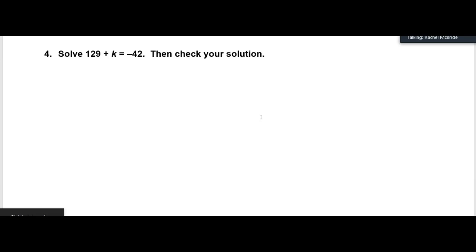Number 4. Luke, you put your head down. That makes me call on you. Yeah, see? What do I do? Yeah, I'm going to subtract 129 from both sides. All right, Nick, you gave me my thumbs up first, or looked at me. What is negative 42 minus 129? Good. Negative 171.